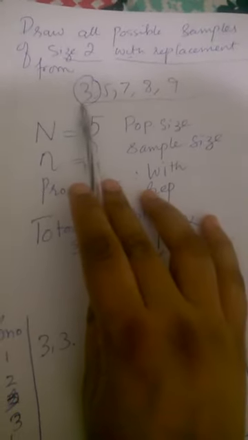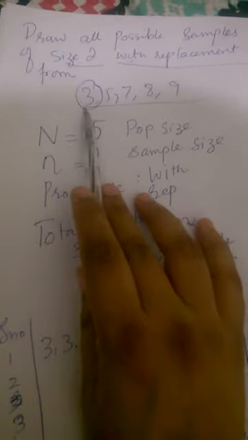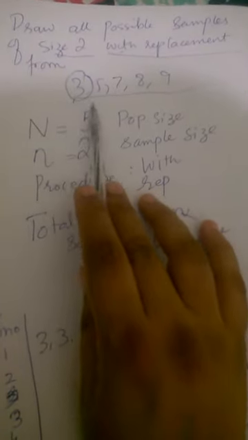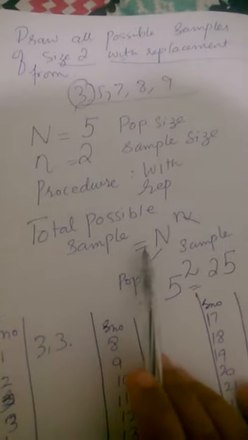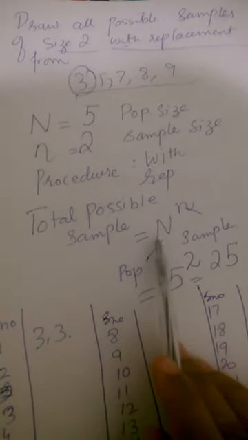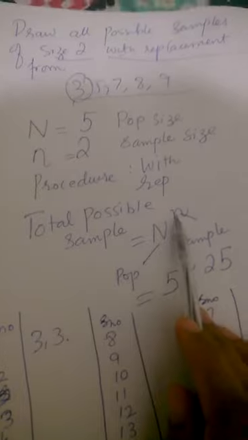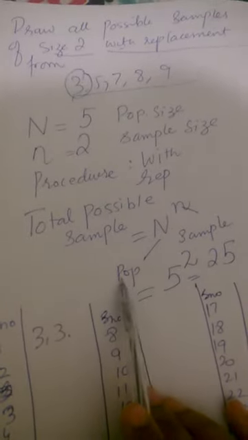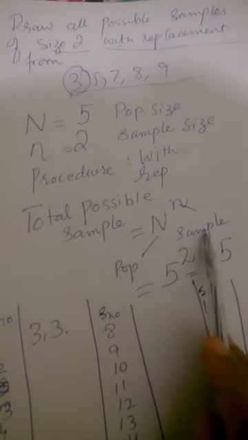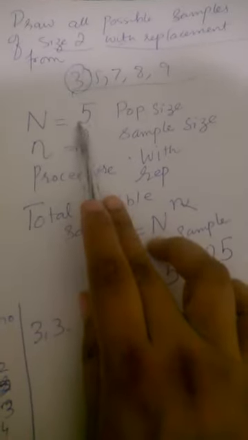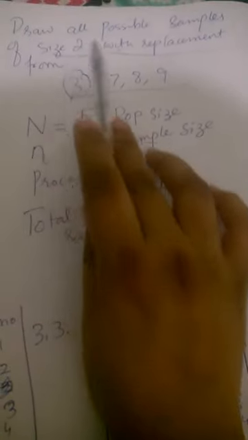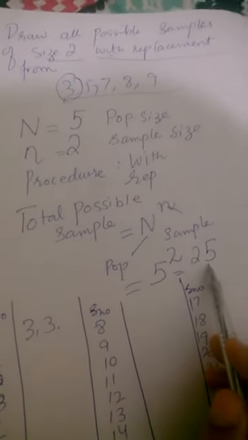Before finding the samples, we have to know the total possible number of samples, that is, how many samples you can make. The total possible number of samples can be found by the formula capital N raised to power small n, where capital N is the population size and small n is the sample size. 5 raised to power 2, where 5 is the population size and 2 is the sample size mentioned in the question. 5 raised to power 2 is 25.